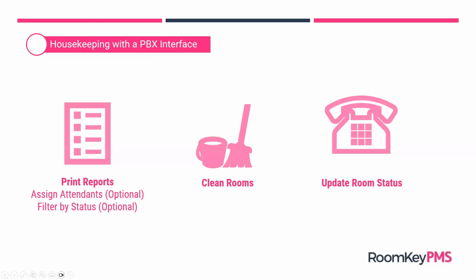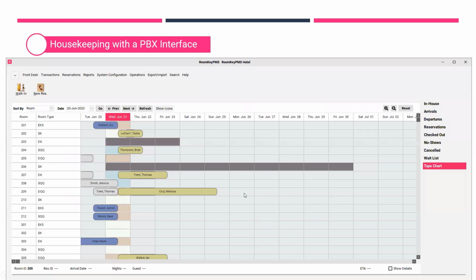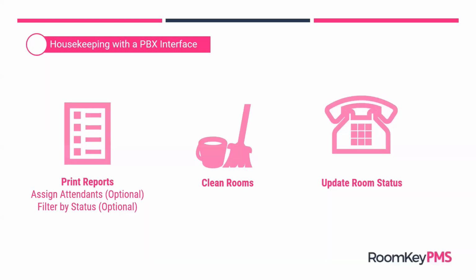With RoomKey, instead of the front desk having to update those statuses, they will automatically update and appear here in the tape chart, or appear when the front desk is checking in guests. So if you are looking to interface with a PBX, you can certainly reach out to our team. I will have some contact information following today's presentation as well, if you would like to learn more about integrating some of those guest room telephones to help facilitate that housekeeping process.